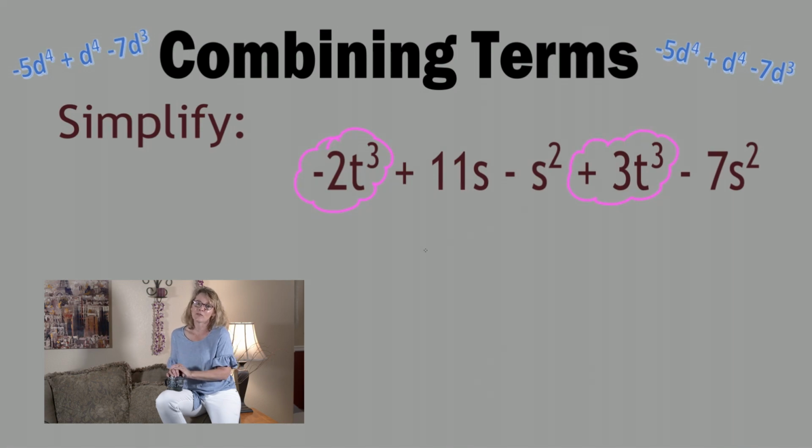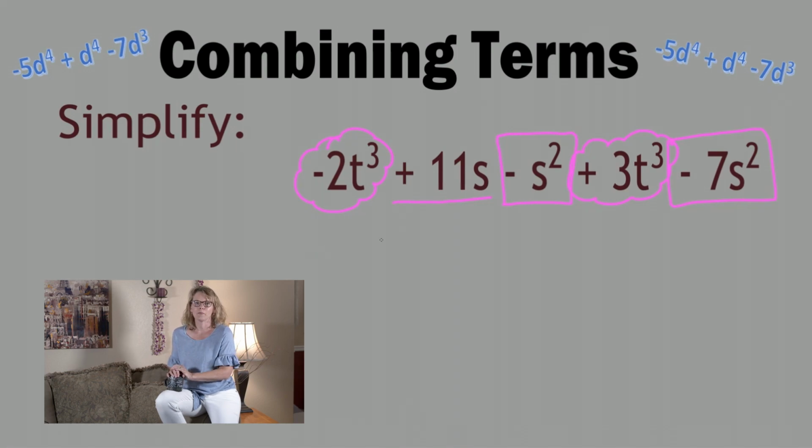11s doesn't have a buddy because there's no other s term. I'll underline him so I don't forget about him. Negative s squared has this other negative 7s squared here that we can group. I'm going to box them up to see them better. That's it for the first step. Kind of fun, especially if we use different colors.